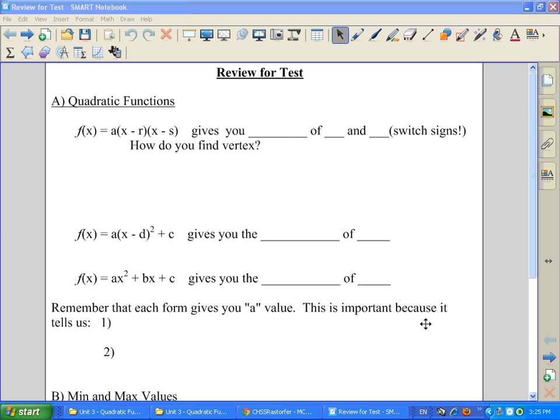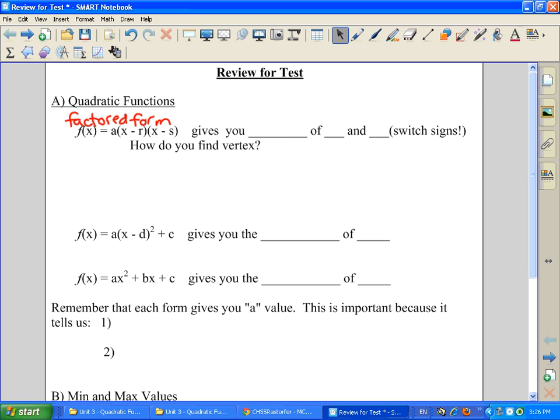How do you find the vertex? Well, first of all, you have to take a look at what form the quadratic is given in. So the first one here, this is in factored form. So in factored form, ladies and gentlemen, it gives us the zeros, which are r and s. Just remember, another word for zeros could be roots, it could be solutions, or, if you have a graph, the x-intercepts.